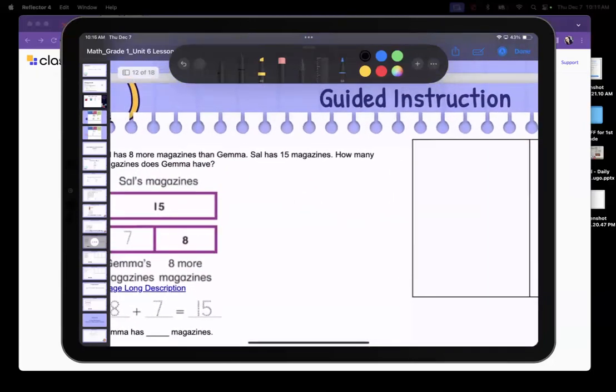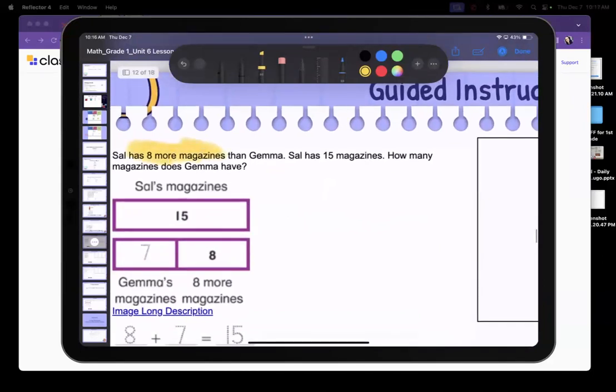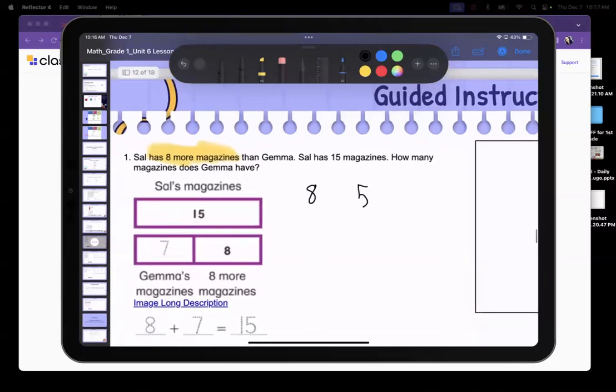Okay, so we have word problems today, kind of like we did yesterday. The one thing is Sal has 8 more magazines. So we know the number 8. So he has 8 more magazines than Gemma. Sal has 15 magazines in total. How many magazines does Gemma have?